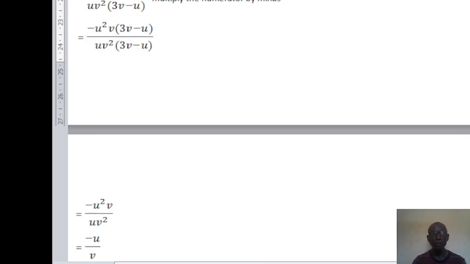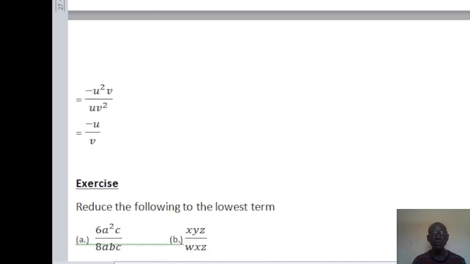If you look at it properly, we can still reduce, since u is common in both numerator and denominator, and v is also common in both. u cancels u, and you'll be left with just minus u, and then v cancels v, and you'll be left with one of the v's at the bottom. And that's it. I hope you are following.